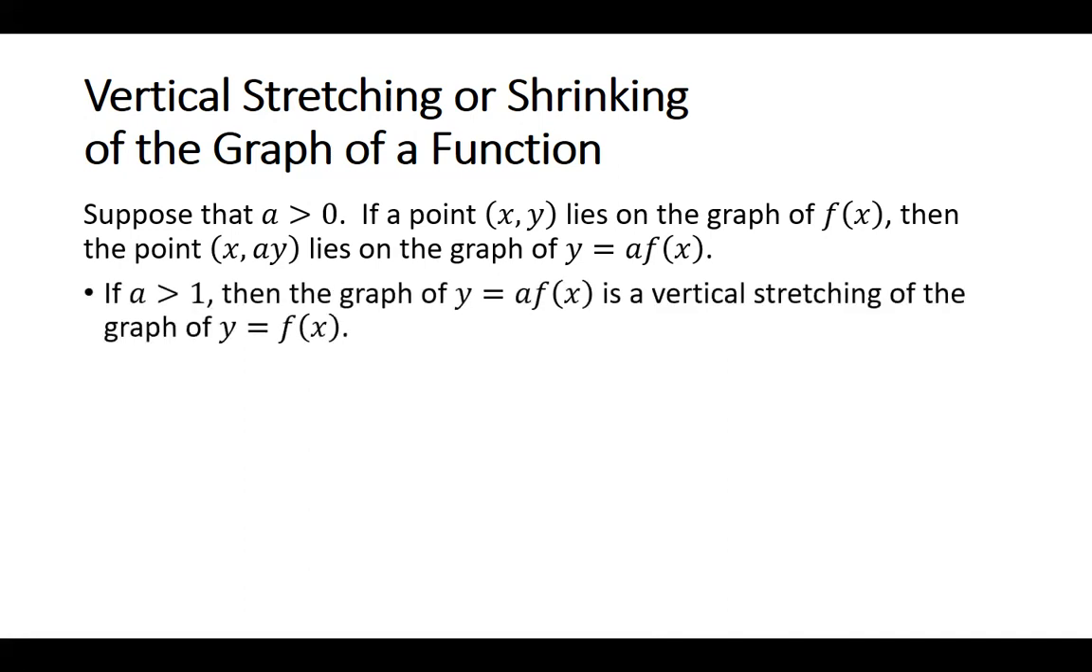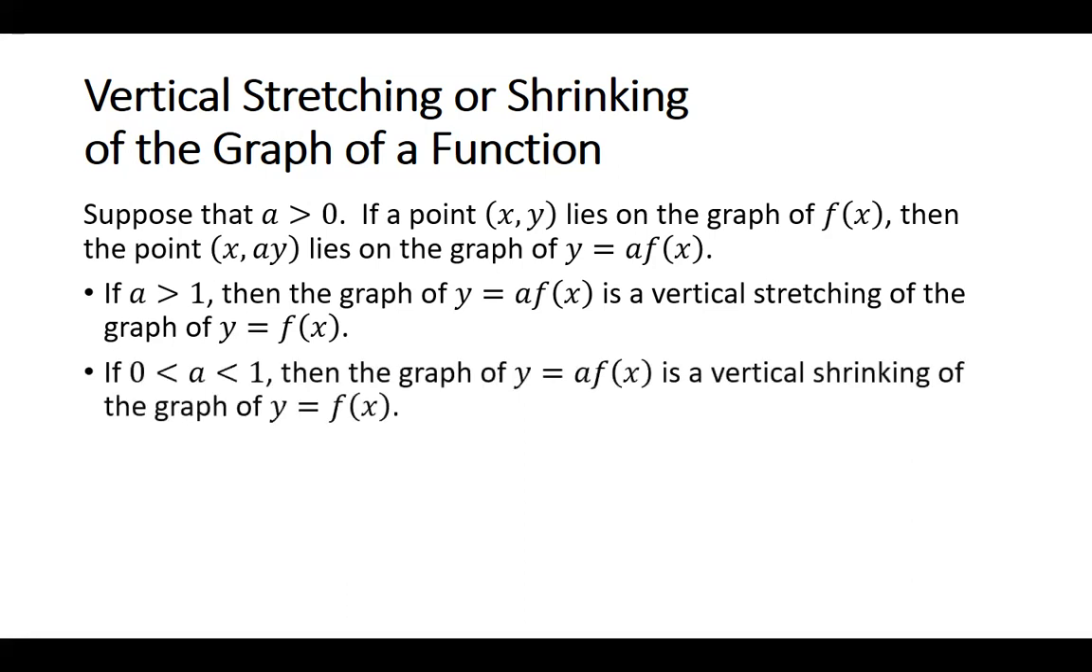If a is greater than 1, then the graph of y = a f(x) is a vertical stretching of the graph of y = f(x). So if a is greater than 1, then you're multiplying by a number greater than 1, and therefore you are stretching the graph vertically. You're making it bigger. If a is between 0 and 1, then the graph of y = a f(x) is a vertical shrinking of the graph of y = f(x). So you're multiplying it by a positive number less than 1, and therefore you're going to be shrinking the graph or making it smaller in the vertical direction.